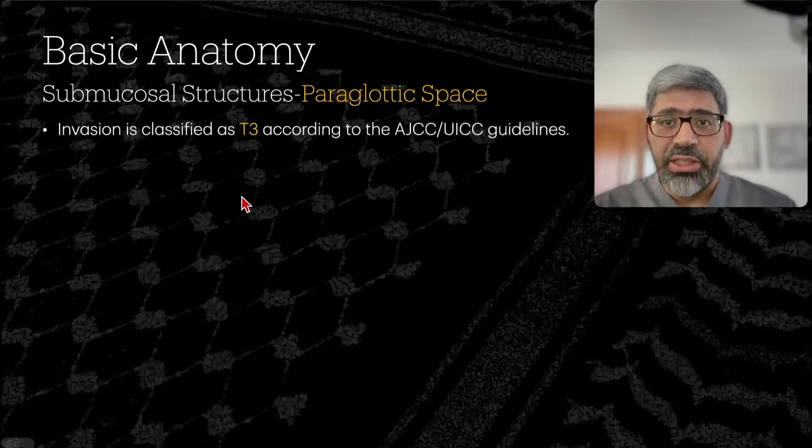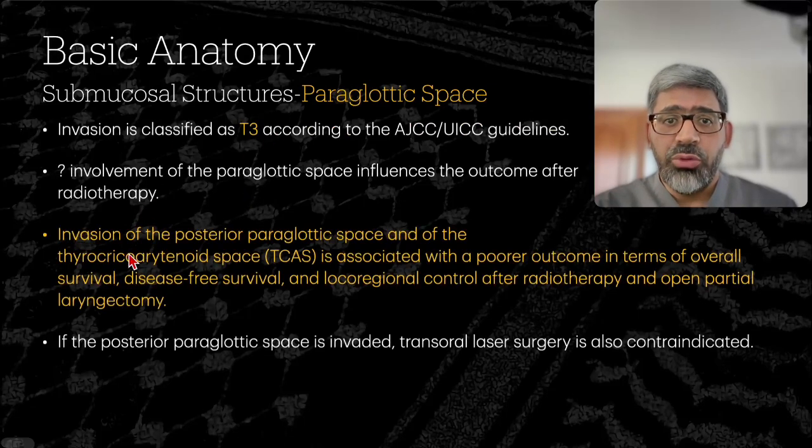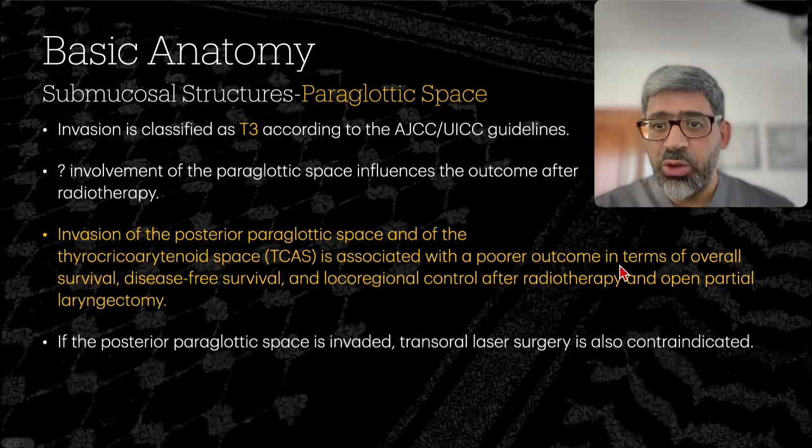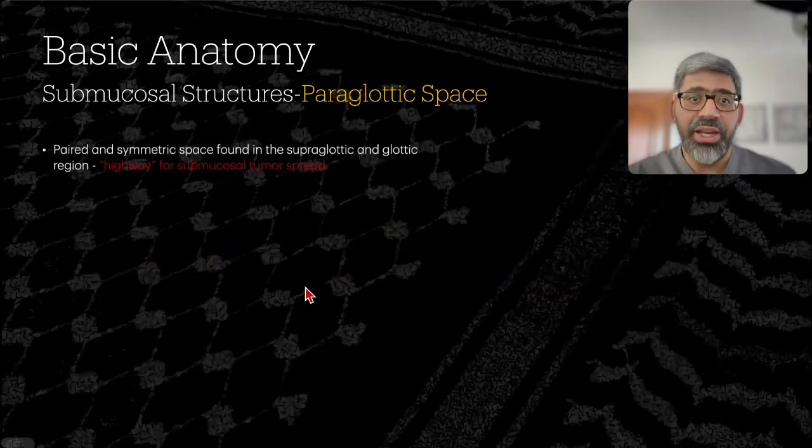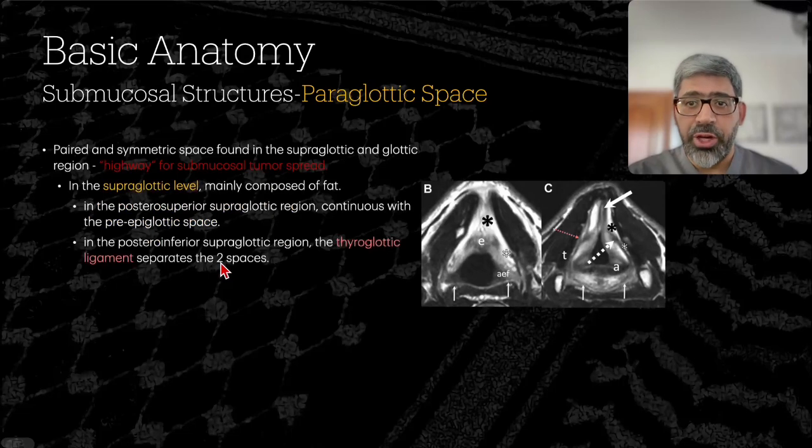Invasion is classified as T3. Also, involvement of certain parts of the paraglottic space, namely the thyrocricoarytenoid space, is associated with poorer outcome and can also affect treatment planning. The paraglottic space is like a highway for submucosal tumor spread. In the supraglottic larynx, the paraglottic space is mainly composed of fat and is also continuous or partly continuous with the preepiglottic space. It is easy to assess by CT or MR because it's mainly composed of fat.